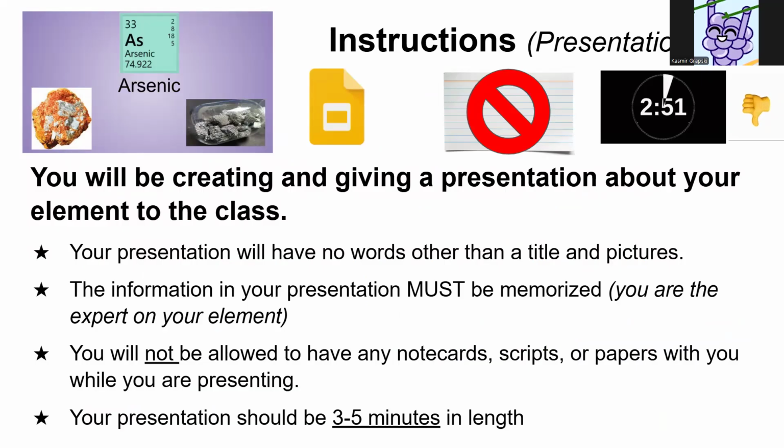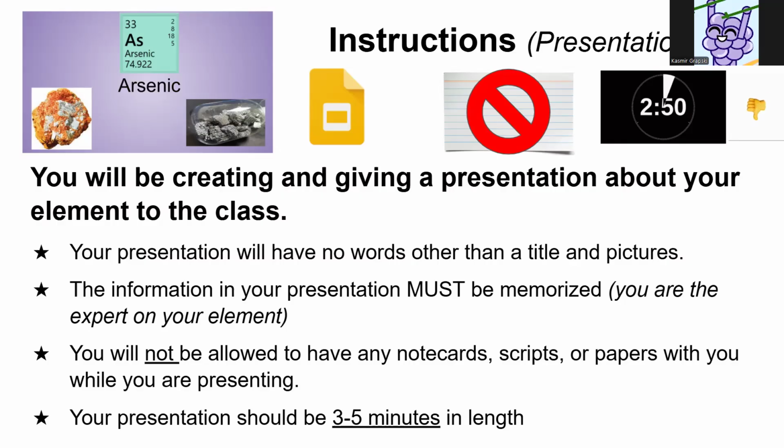Since you are the only person in our class that has this element, you are essentially the expert, right? So your presentation will not have any words other than titles and pictures. The information in your presentation must be memorized. You are the expert. You will have spent an entire month researching this element, so you got this. You will not be allowed to have any note cards, scripts, or papers with you while you're presenting. Your presentation will be around 3 to 5 minutes in length.